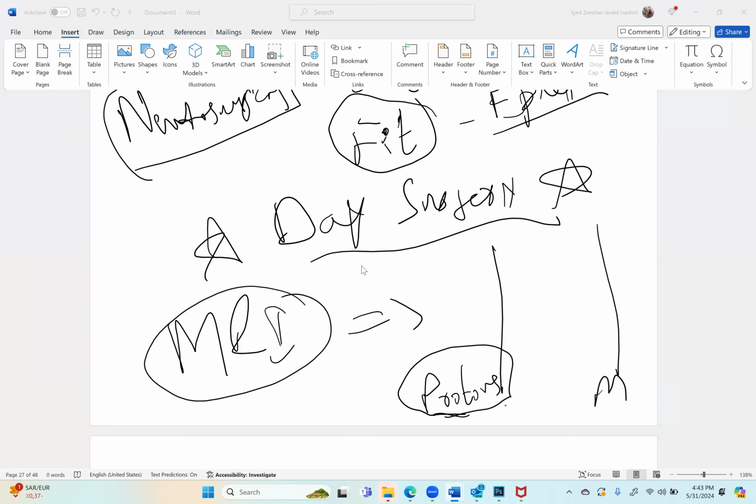Any point which I've missed with reference to MRI? MRI is a big topic, but I just try to give you a bird's eye view. Just a second, please. Anyone wants to add on to what we have discussed up till now?